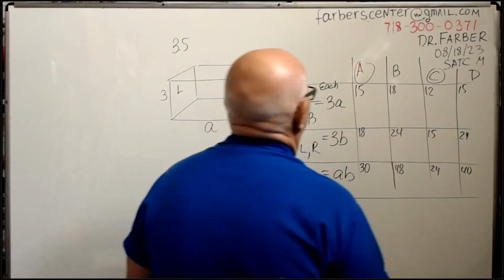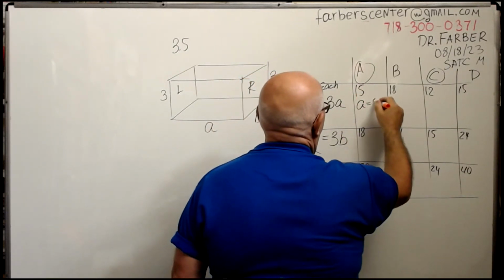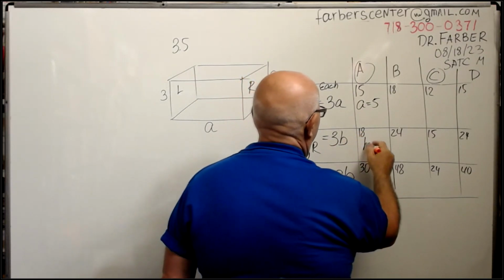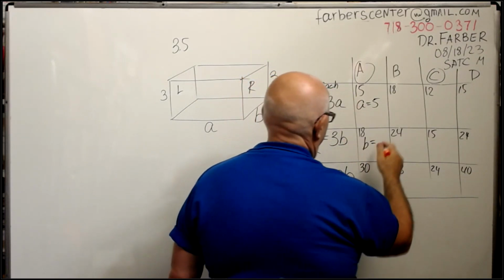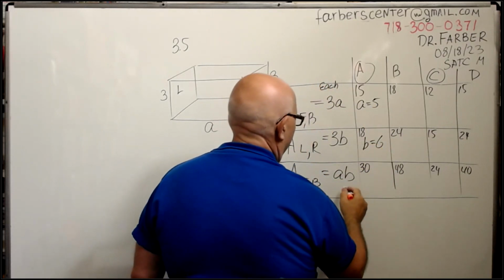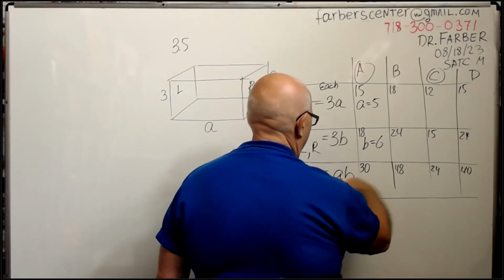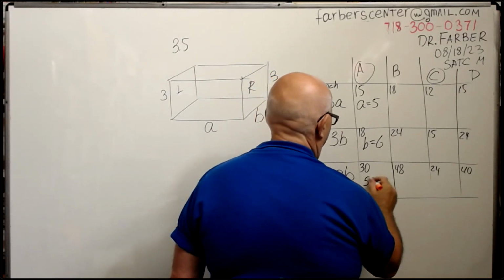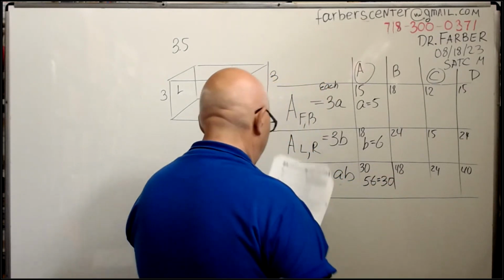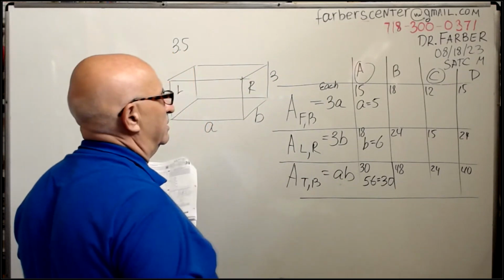Let's say 3A equals 15, A equals 5. If 3B equals 18, B equals 6. If this is 5, this is 6, 5 times 6 equals 30. Everything fits, but the C equation is a negation. It cannot be, so this is not the answer.